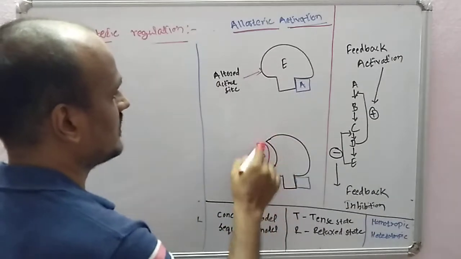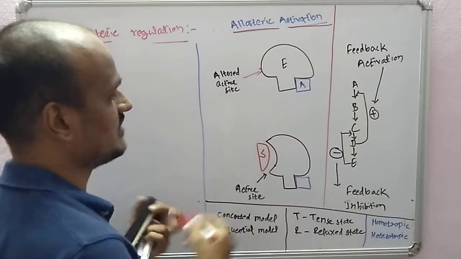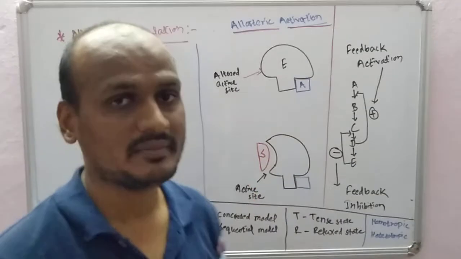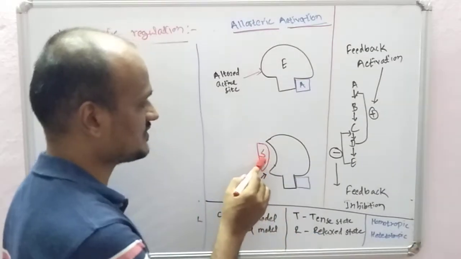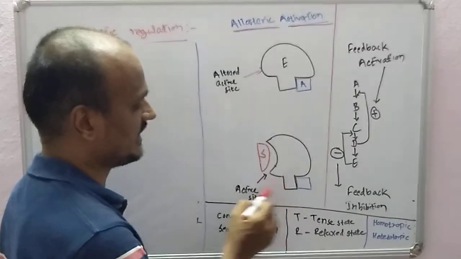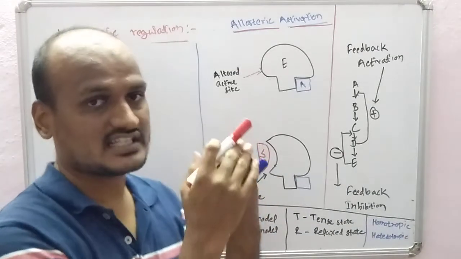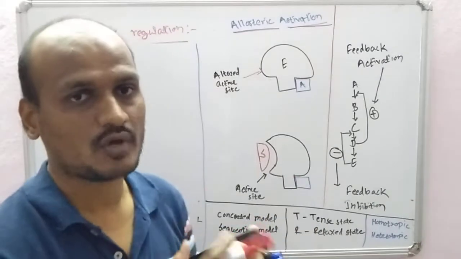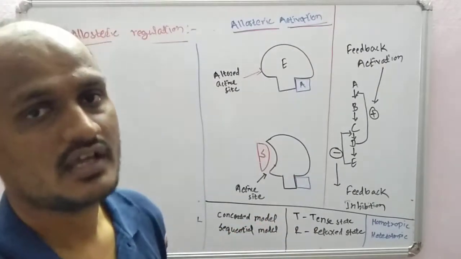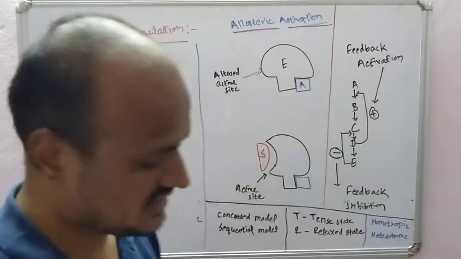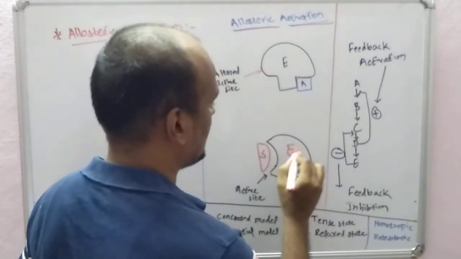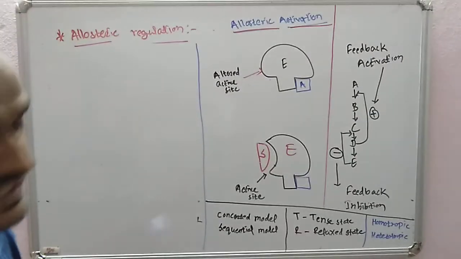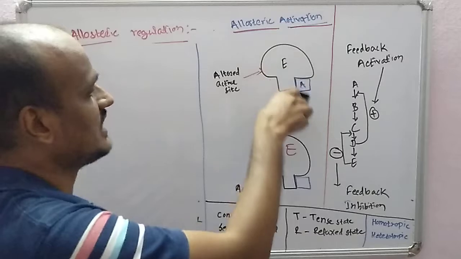And now it is causing a conformation change in the enzyme such that it is becoming complementary with the substrate binding site. So this is the substrate site, and now because of this activator, this active site can accept the substrate. It can bind the substrate properly. So the affinity of this enzyme with the substrate has increased. So that is the allosteric activation.